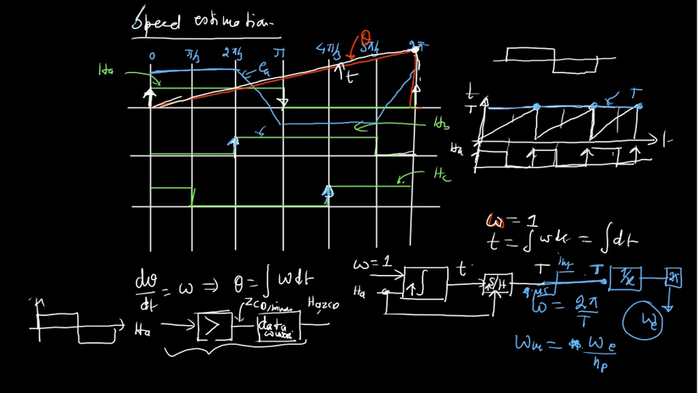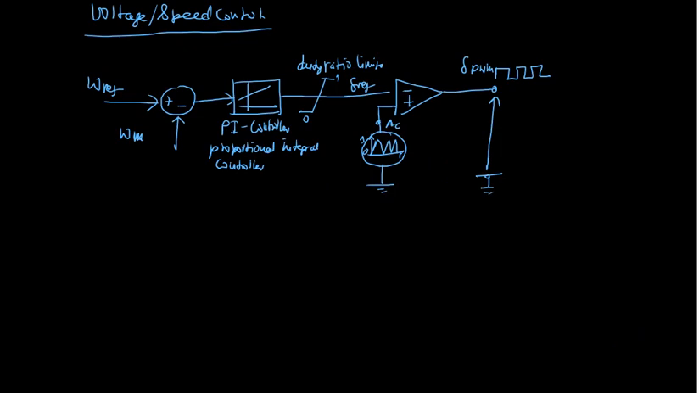So mechanical speed is known to you. Now this mechanical speed is calculated. So here I can write speed estimation, and what the inputs are: HA or B or C.